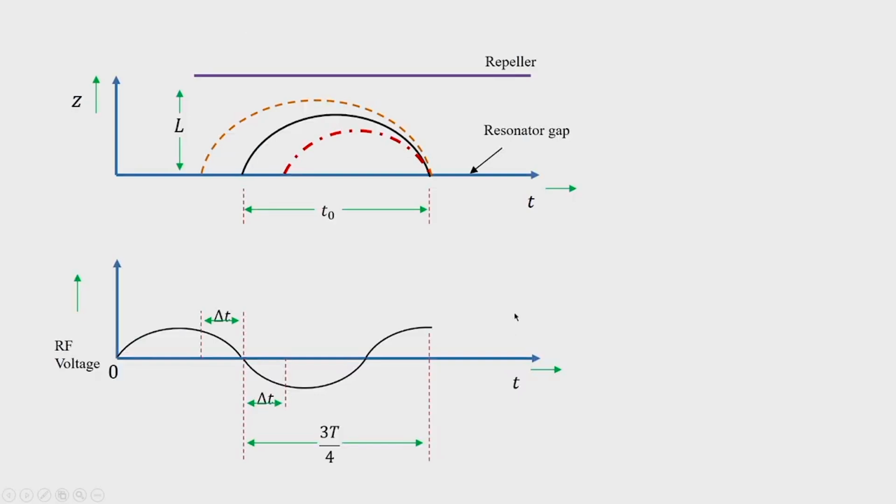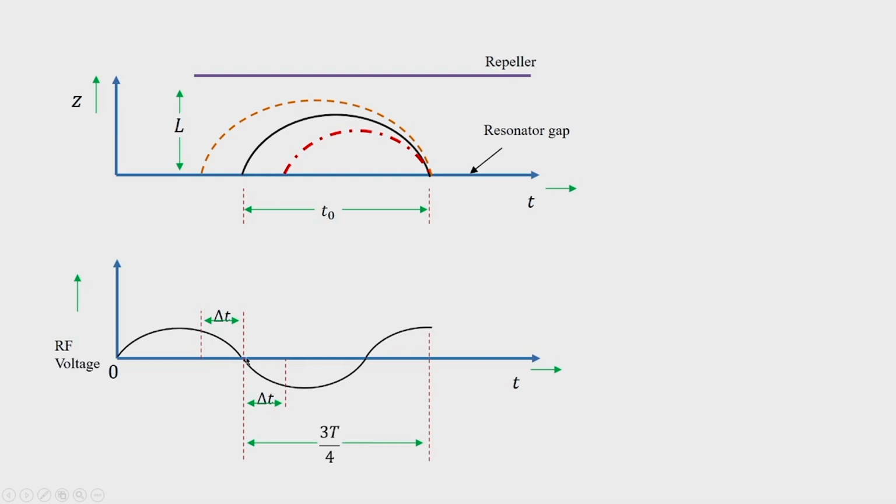So, here we are explaining how bunching occurs. An electron which was accelerated, which entered the cavity earlier and got accelerated, travels a longer distance towards the repeller.